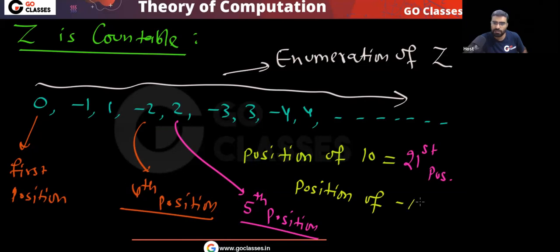minus 15. Tell me the position of -15. Let me know. That will be 30th. Yes or no? That will be 30th position. So do you agree with me every element will appear? Please tell me, do you agree with me that every element will appear at some finite position?